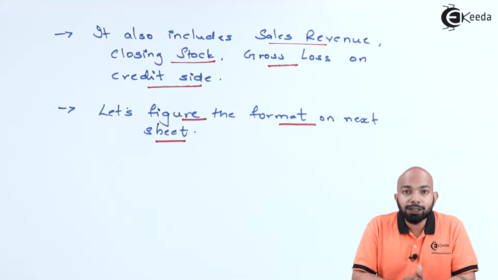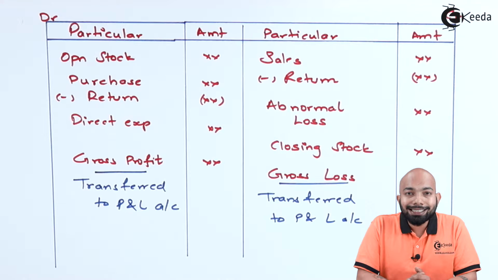Let's understand the format first, after which we'll go ahead with preparation of the trading account for one specific sum that we have mentioned down for your reference. Now, if you can see, we have a specific format which has debit side, credit side, particulars and amount. I've jotted down certain common items that are used in preparation of trading account. Rest everything will be explained to you when we start with the sum, where we have different adjustments for your reference. So now we'll go through the format one by one and each item will be explained to you in detail.